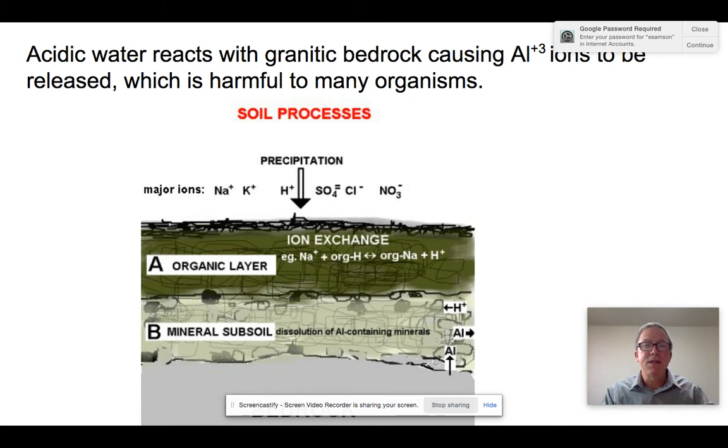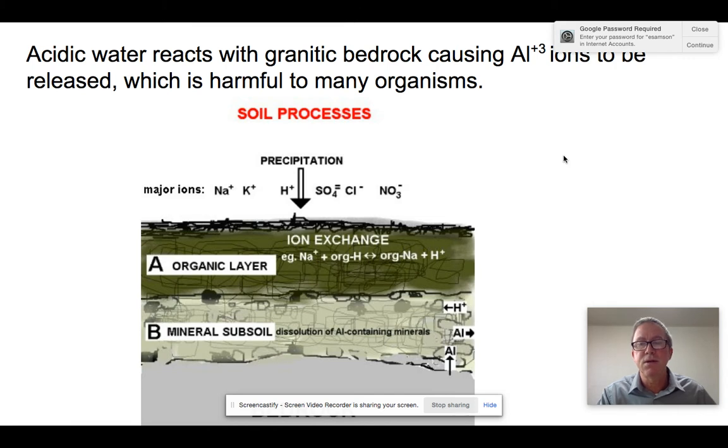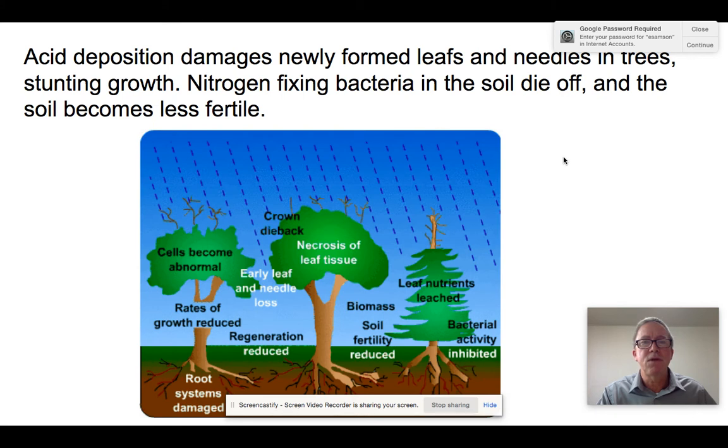And here's how that happens. It gets into the ground and starts dissolving these aluminosilicate atoms. And so aluminum gets leached into the groundwater and makes its way into our soils and into our groundwater and surface water.